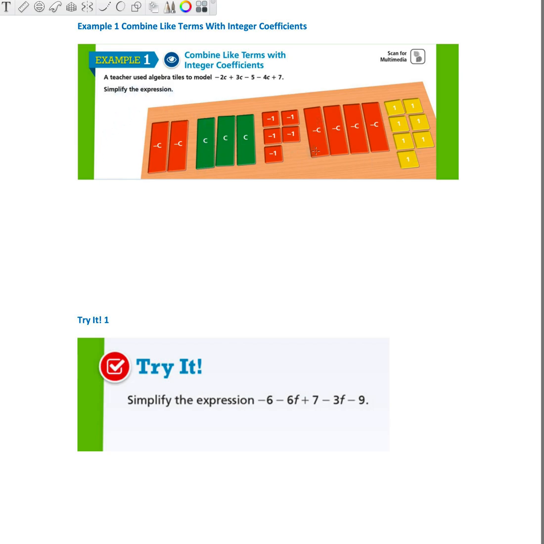To simplify, it means we put all these things together. However, there's only certain amounts of work we can do. I can put C terms with other C terms.